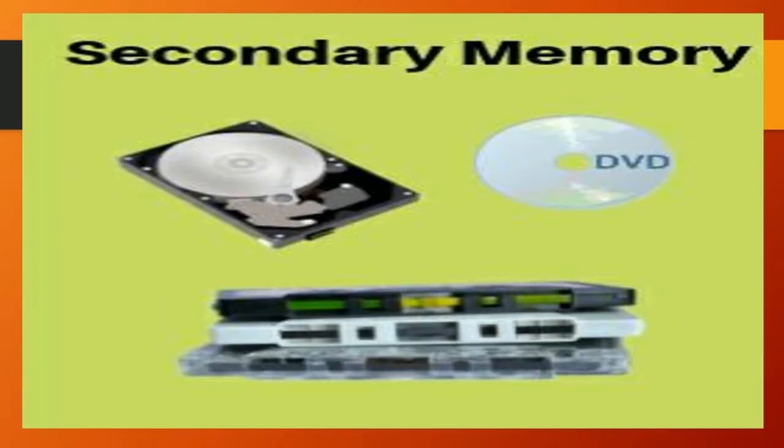Secondary memory. This memory is also called mass memory. Mass means it will be large. This memory stores data permanently. Even if the computer is switched off, the data is not lost. We cannot lose any data in this. So this is called secondary memory, and the other name for secondary memory is mass memory.